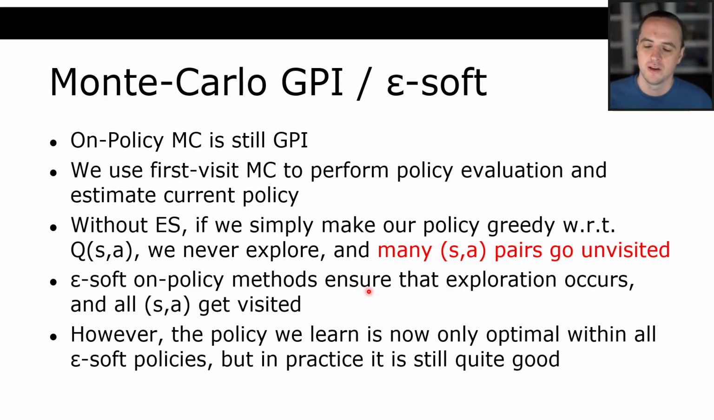However, and this will become more obvious why this is the case at the end of the lecture, if you don't understand this right now, we will do examples later. The policy that we learn is now only optimal within all epsilon-soft policies. But in practice, it's still quite good. And what this means is the policy that we learn takes that random exploration into account, right? We'll get to an explanation, but it doesn't make a lot of sense yet. But I just want to present this now so that when we get to the example, you'll understand it better.